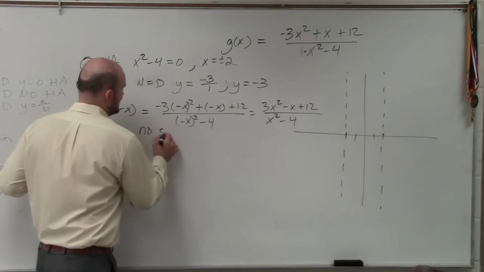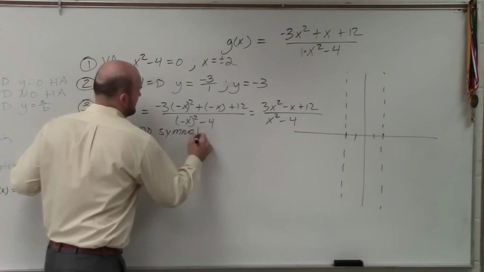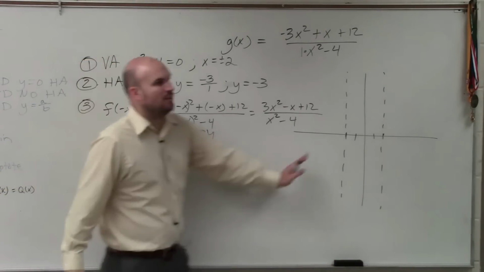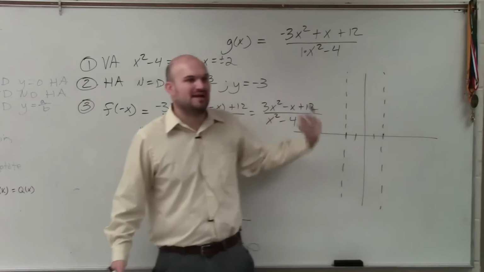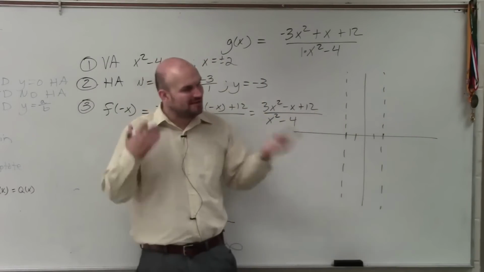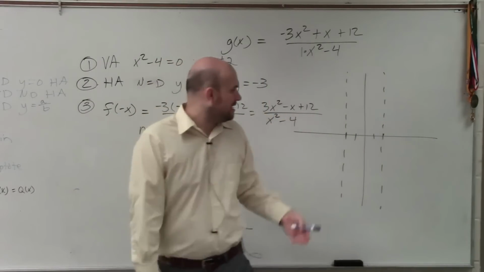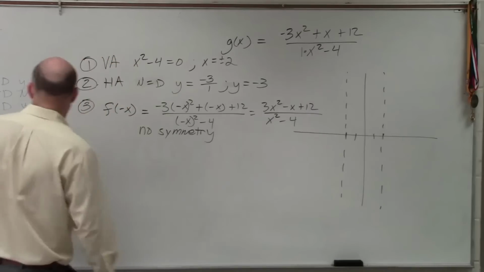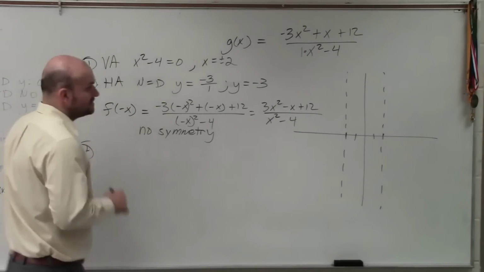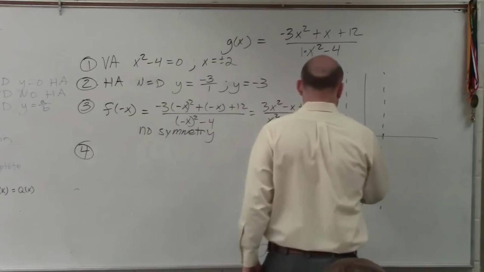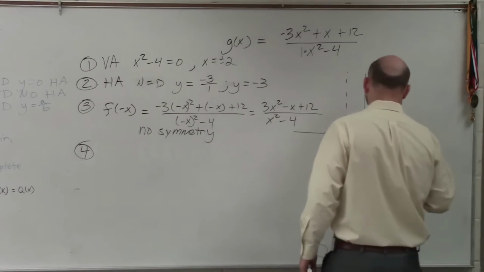Why is symmetry nice? Because if I know there's symmetry across the y-axis, I can just choose points to the right and then reflect them over. Does that make sense? So having symmetry is nice, all right? And you guys should be fairly quick at checking symmetry. Next thing, we don't have any symmetry, so guess what? Now what we're going to have to do is just choose points.